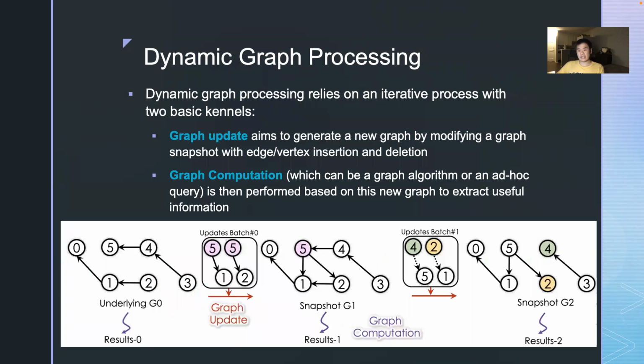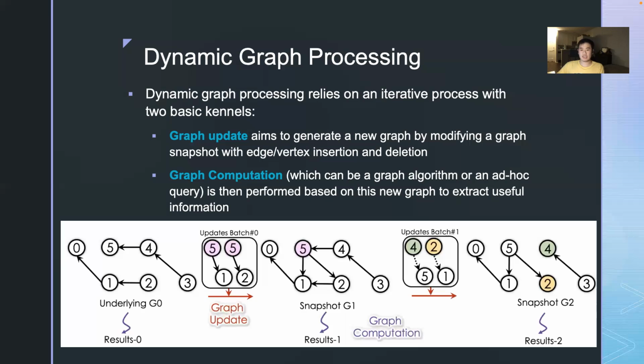Processing a dynamic graph relies on an iterative process with two basic kernels, graph updates and graph computation. Graph updates aim to generate a new graph by modifying a graph snapshot with edge and vertex insertion and deletion operations. Graph computation, which can be a graph algorithm or an ad hoc query, is then performed based on this new graph to extract useful information.